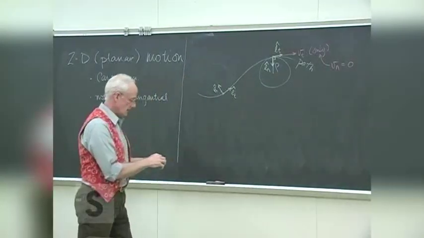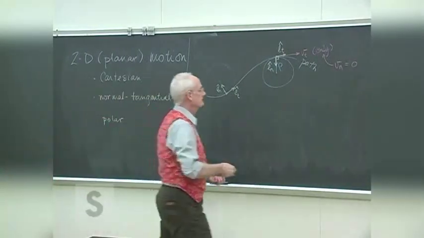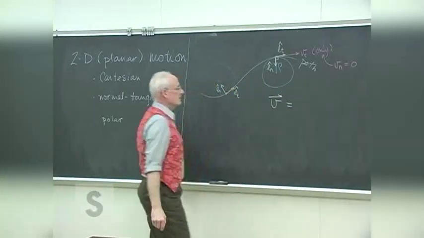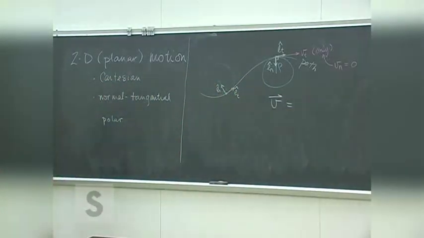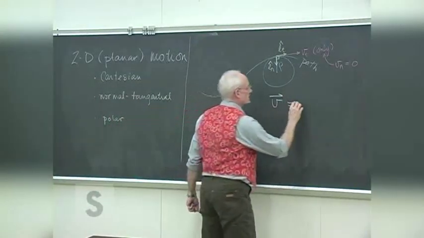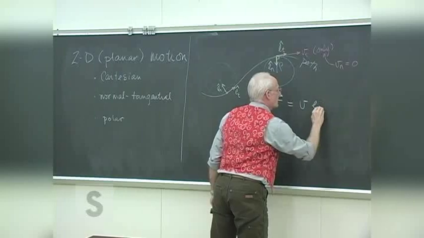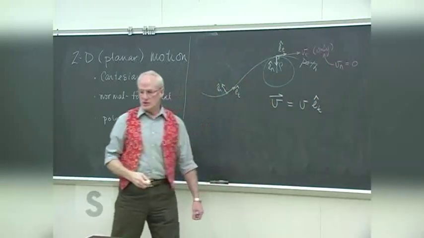Let's then start looking at what we do have. So the velocity itself, we'd write as the velocity vector itself, we'd write as whatever the magnitude happens to be, and then always in the tangential direction.